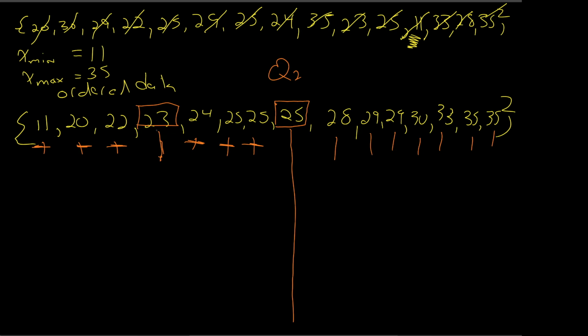I got that right. I'm getting slightly different than the book. 2 25s. 1, 2, 3, 4, 5, 6, 7. Good. Did I mess up a data entry? 11, 20, 22, 23, 24, 25, 25, 25, 28, 29, 29, 30, 33, 35, 35. No, I'm okay. Maybe the book made a mistake here. 11, 20, 22, 23, 24, 25, 25, 25, 28, 29, 29, 30, 33, 35, 35. 2, 4, 6, 7.